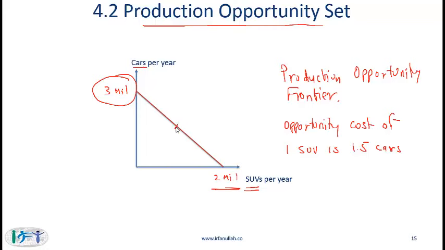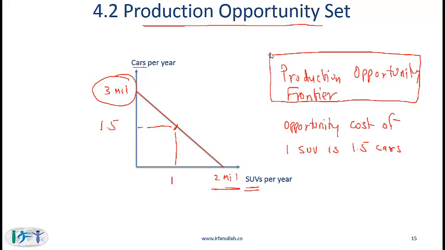Or we could do something in the middle. So you could have this point over here which would represent 1.5 million cars and 1 million SUVs. This particular line is called the production opportunity frontier because this line represents the maximum that we can do. We could be either on this line or within that particular line. That's why it's called a frontier. We cannot produce anything that is to the northeast of this particular frontier.